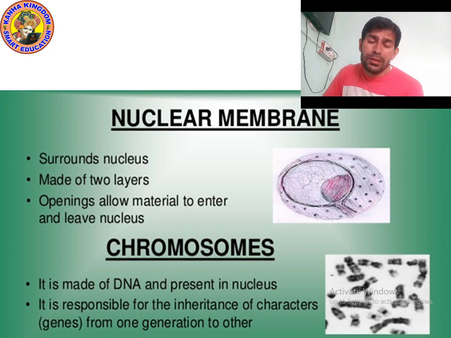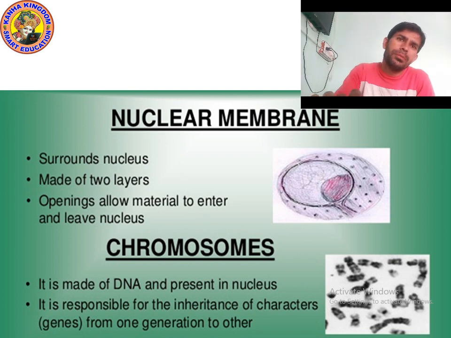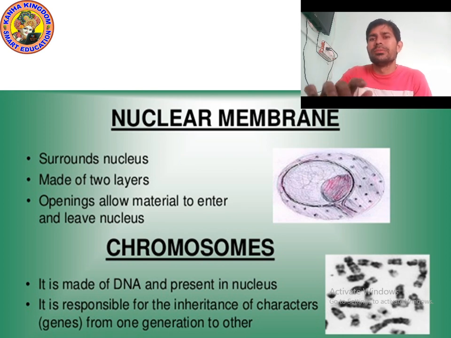So that's why it happens that our eyes can match our father or our face can match our father. Anything is possible. Or if there is any disease in our parents, it can also come to us. Okay, I hope you understood about nuclear membrane and chromosome. Now let's move on to the last point.